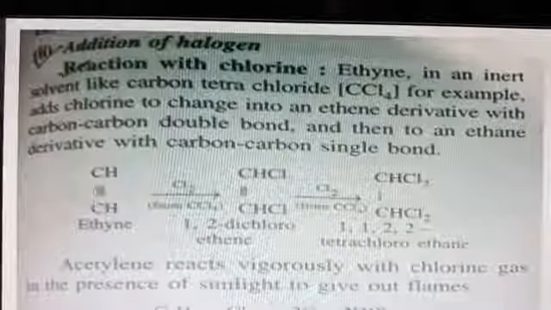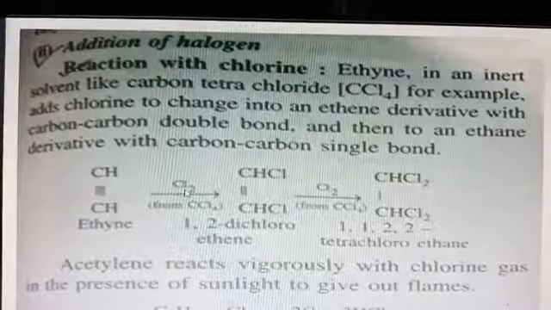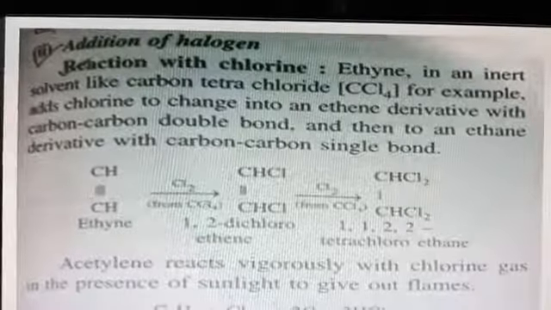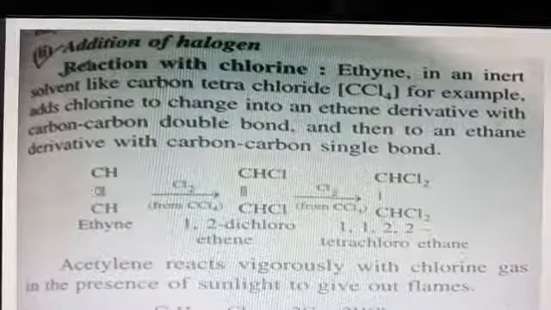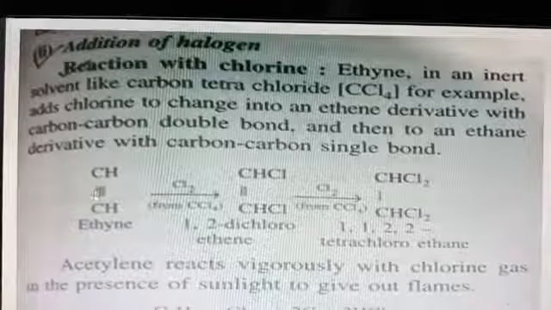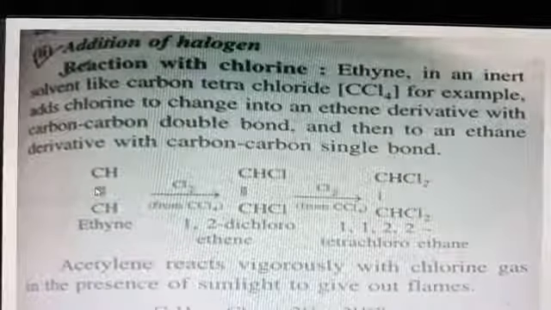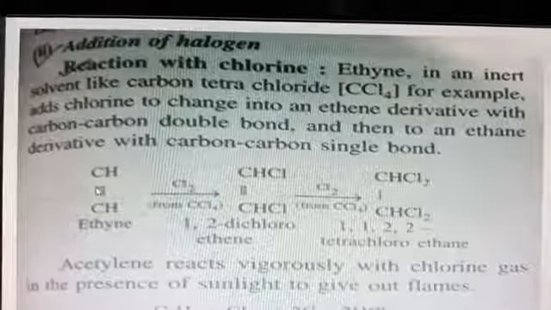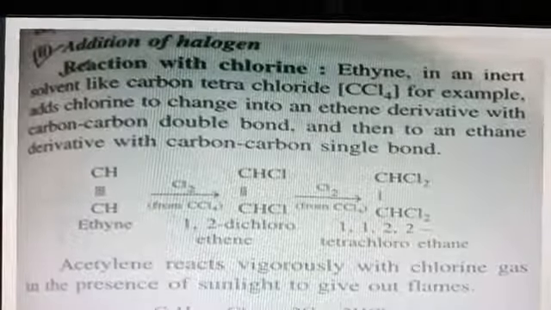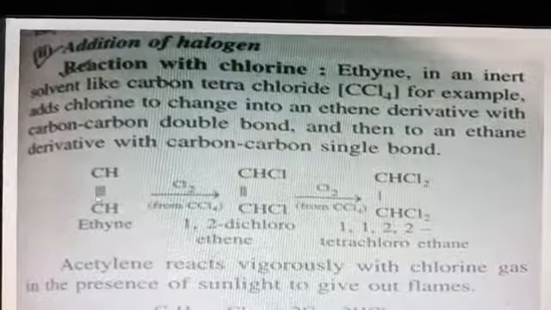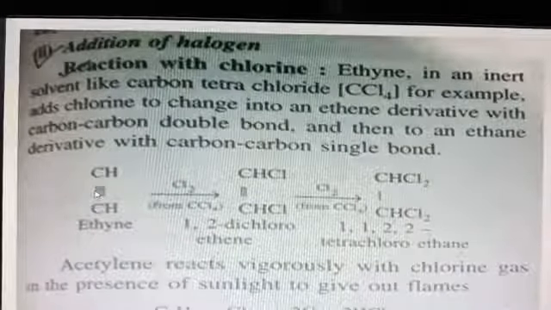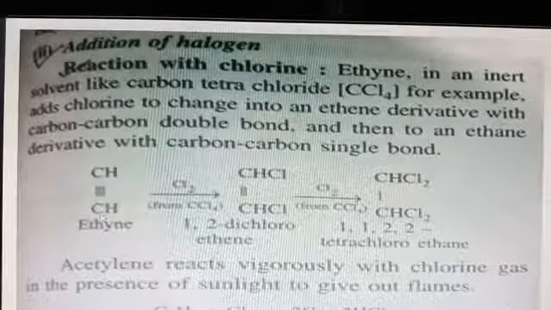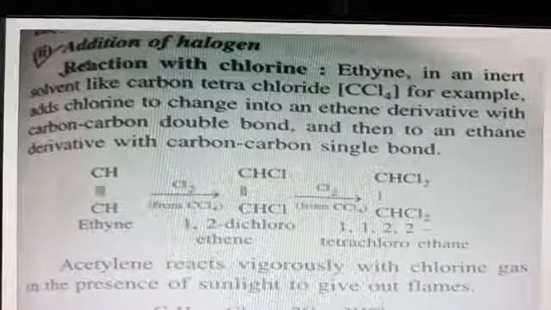This is ethine. So ethine, when it reacts with chlorine from carbon tetrachloride, this triple bond will break. One bond will break. In addition of hydrogen, we were adding hydrogen atoms. In addition of halogen, we'll be adding halogens. So with the breaking of this bond, one chlorine will be added to this carbon and one chlorine will be added to this carbon. As a result, it forms CHCl double bond CHCl.